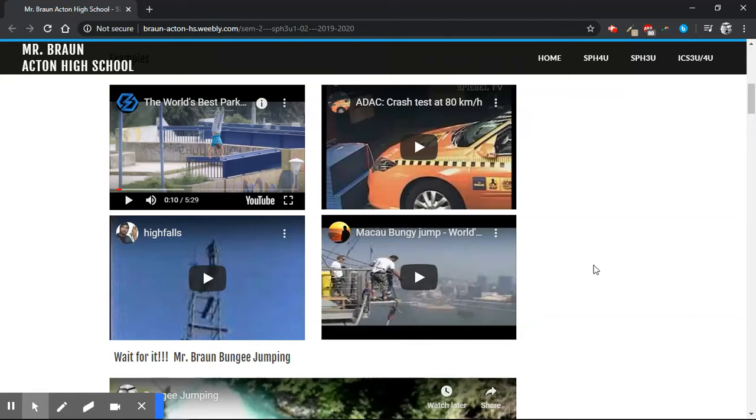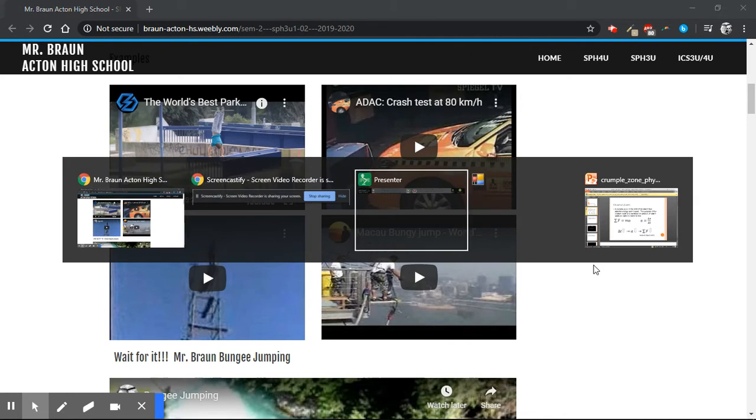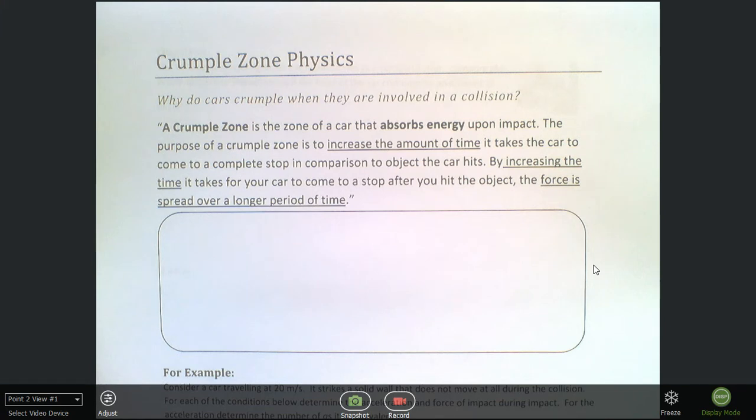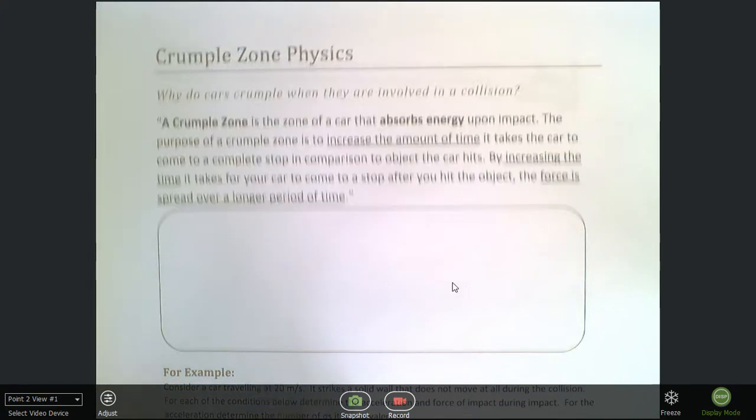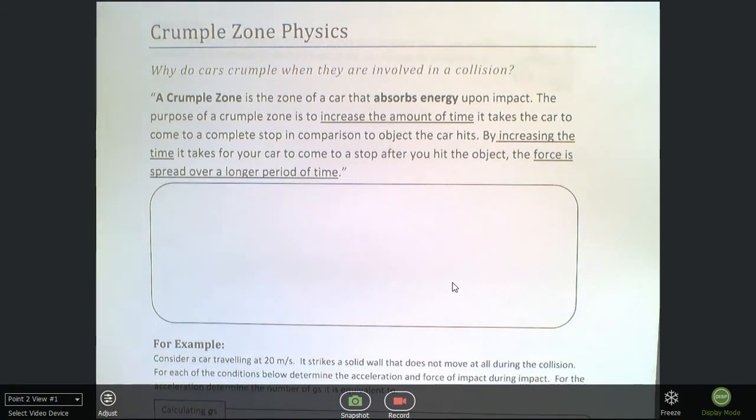Okay, today's video is on crumple zones and what we call crumple zone physics. So what we're going to look at first is what are crumple zones and how do they relate to Newton's second law? So basically, during collisions of objects, and we use the example of cars, why is it better that a car crumples up rather than remains super rigid during a collision?